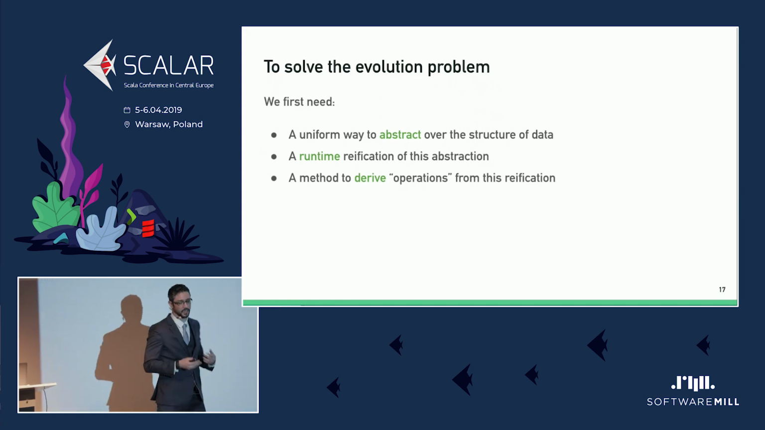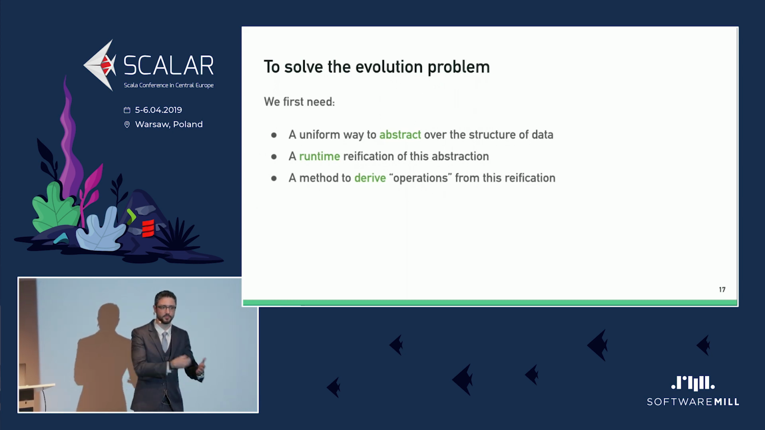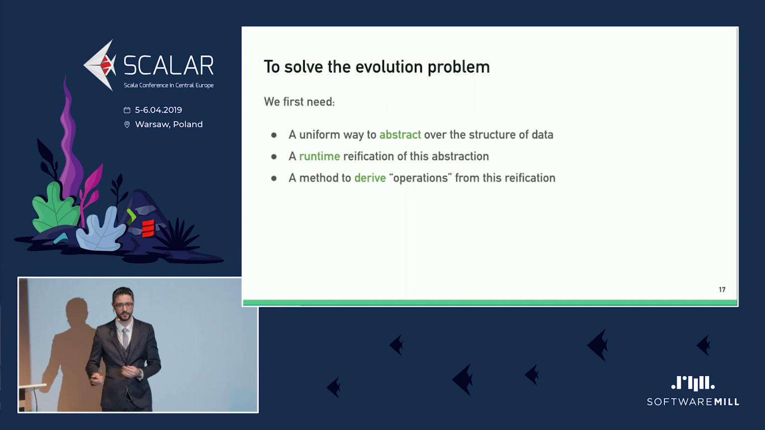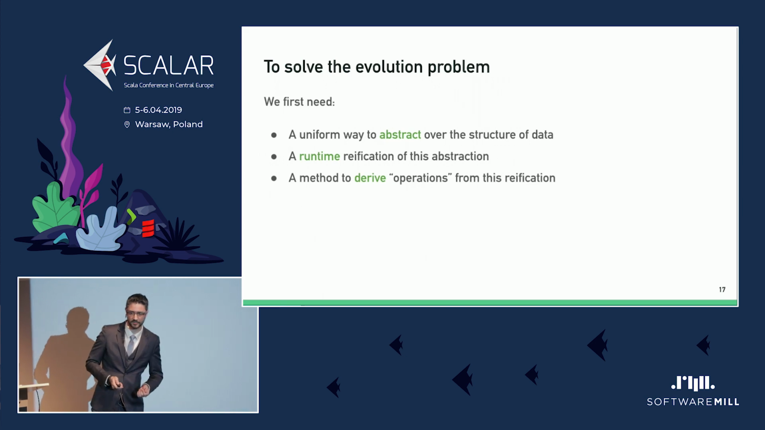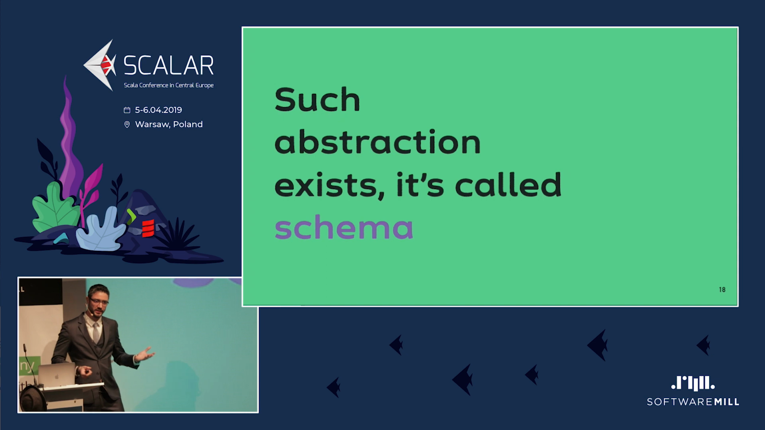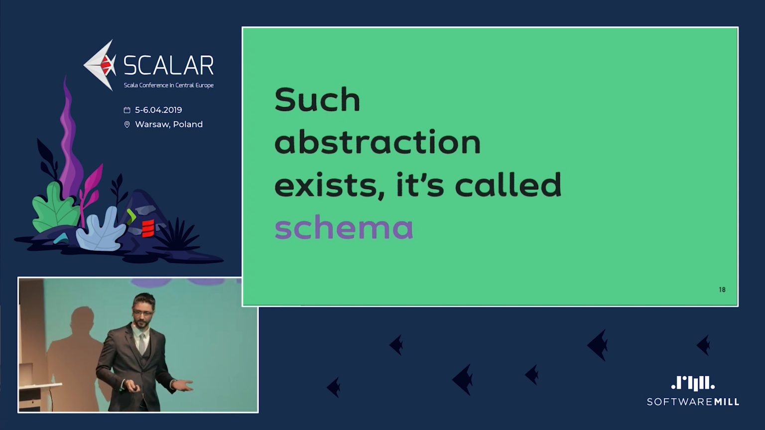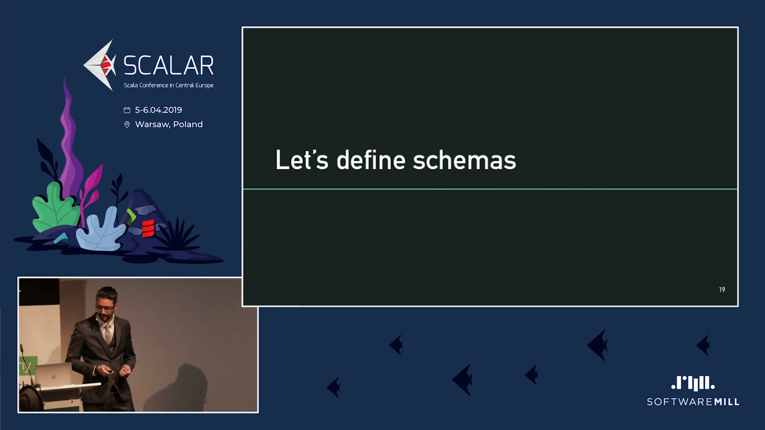From this, and this abstraction need to be available at runtime, because that was the problem with compile time derivation. It's that it happened at compile time. And from this abstraction, we will derive a whole bunch of operations. So let's see how it goes. This abstraction we need, it exists, and it's called a schema, right? Let's see what we mean by schema.